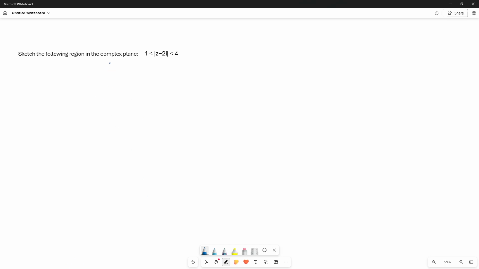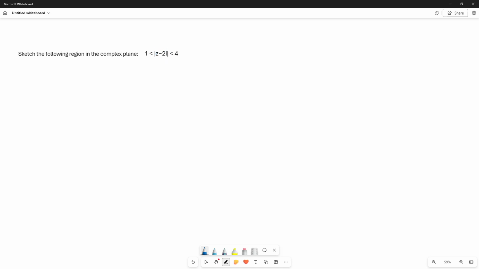Okay, we would like to sketch the following region in the complex plane. We have this compound inequality, which we read from the middle. The modulus of z minus 2i is between 1 and 4. So it's bigger than 1, strictly greater than 1, and less than, strictly less than 4.